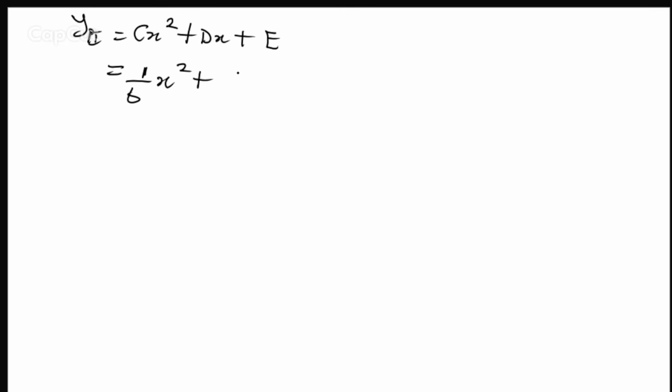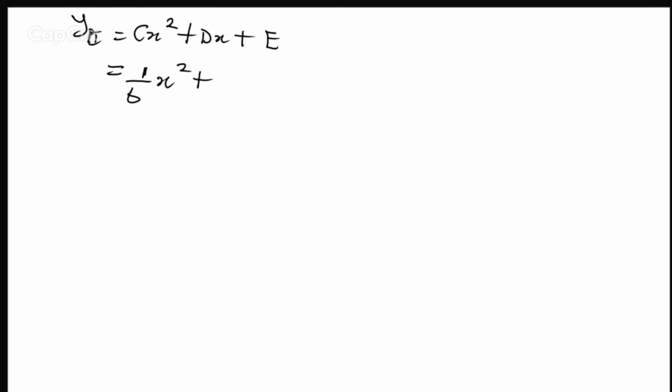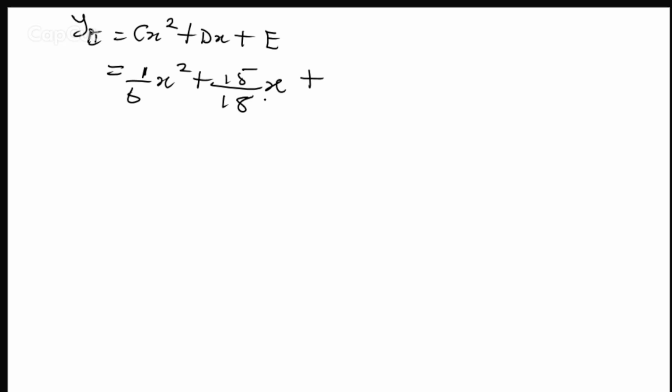X squared plus what's your D? Your D was given to be 15 over 18. So you have your D there to be 15 divided by 18x plus what's your E? Your E was finally given to be 19 divided by 108. So you simply have that your E is 19 divided by 108.